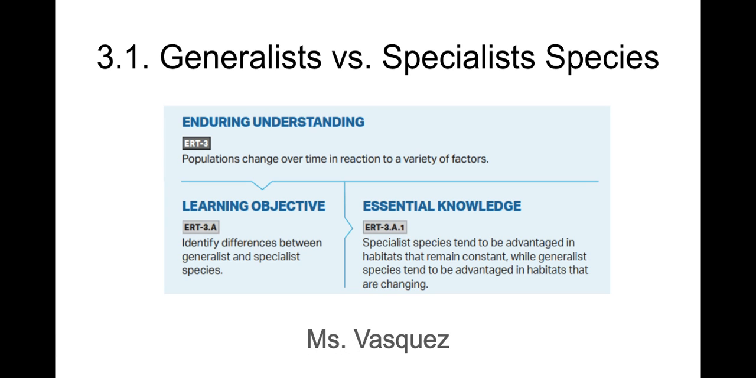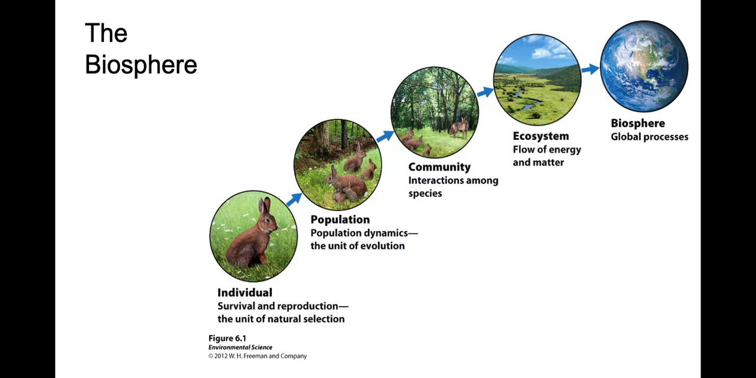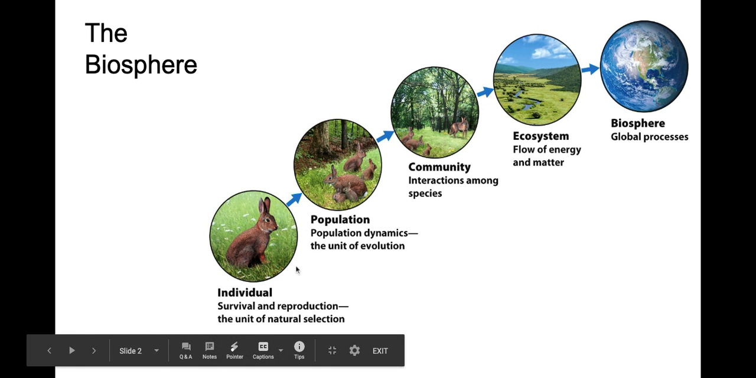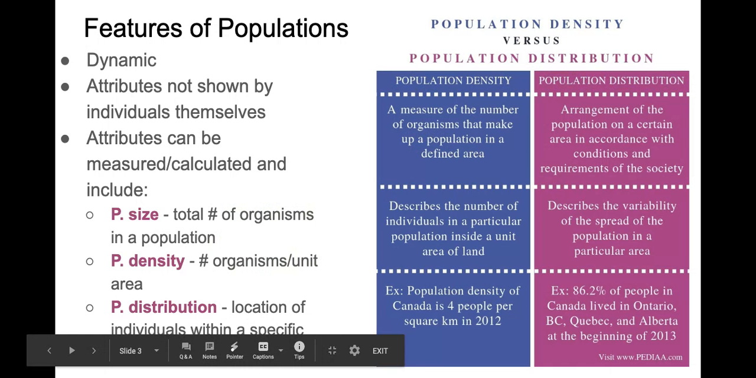Here it is, 3.1 through 3.2 or 3 actually. We're going to talk about populations. So let's start with 3.1, generalist versus a specialist. Just so you know where we are, biomes refer to the ecosystem level. We talked about ecological successions and we are here in populations. We already talked about diversity for individuals, so let's focus on populations right now.